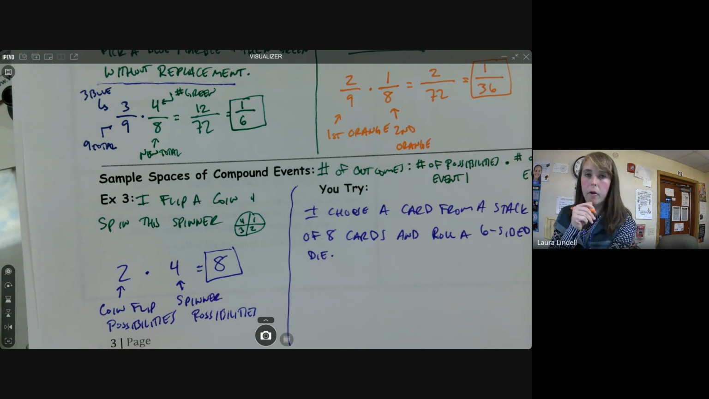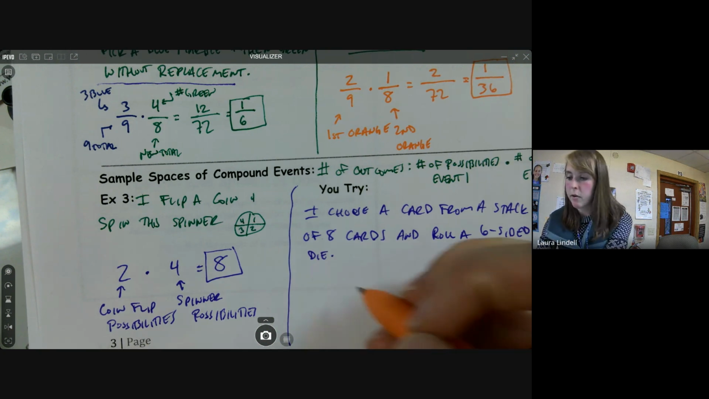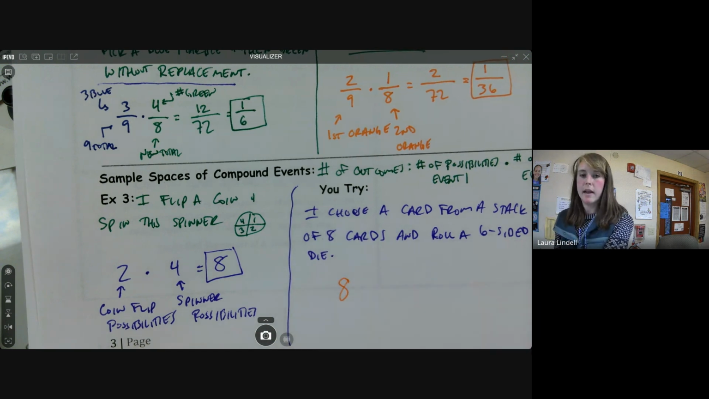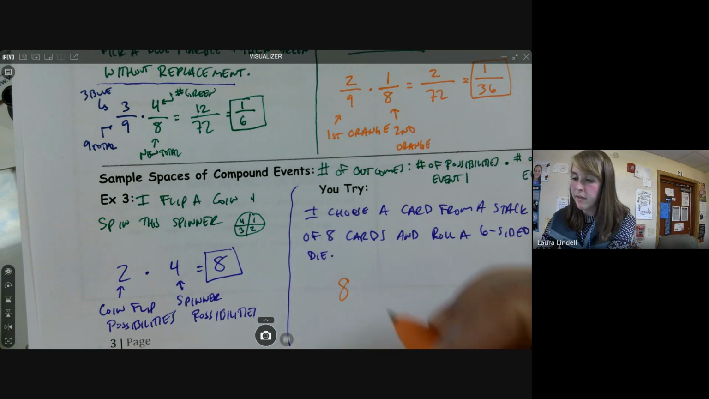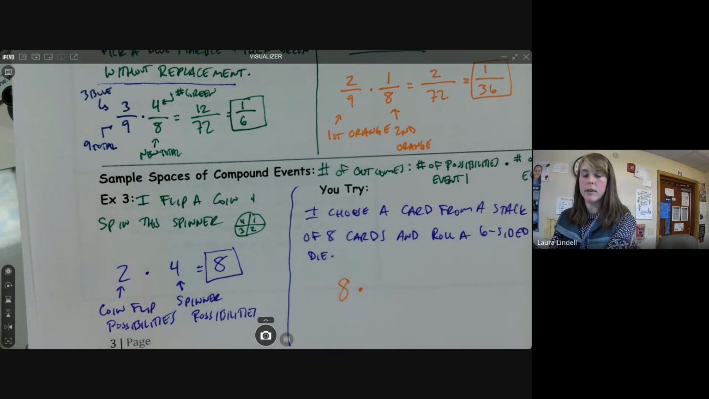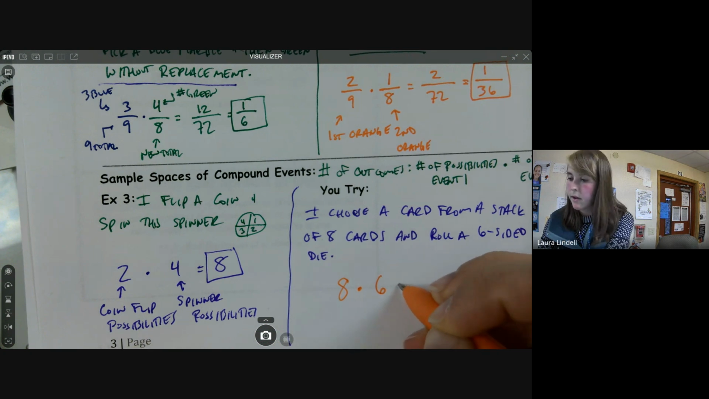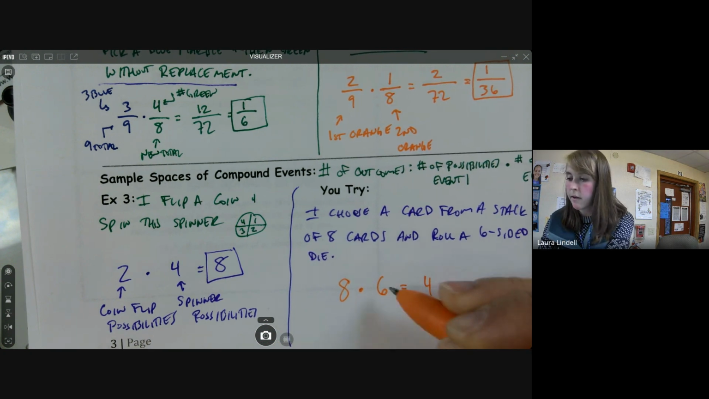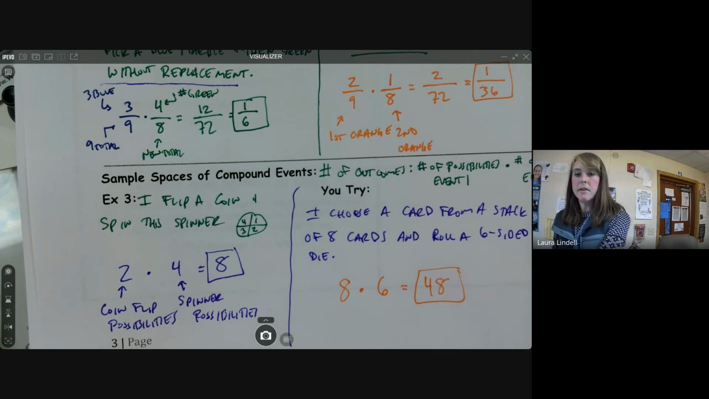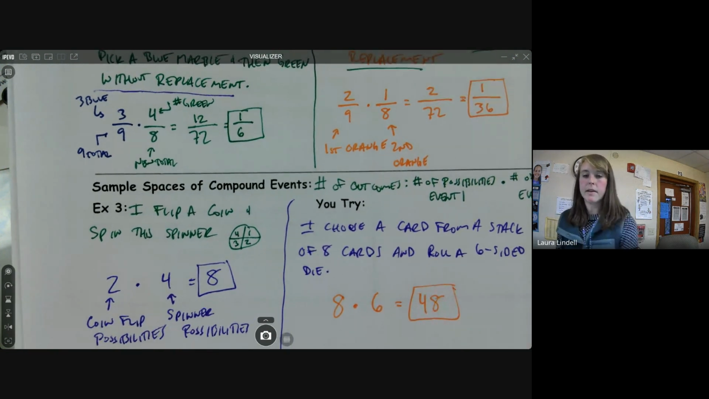All right. Hopefully you did that. For the first event, there were 8 cards. So there are 8 possible outcomes from that first event. The second event, there were 6 sides on the die. I rolled it. So that means there were 6 possibilities there. That's a total 8 times 6, 48 possible outcomes. That's the 48 basically combinations of things that could happen, right?